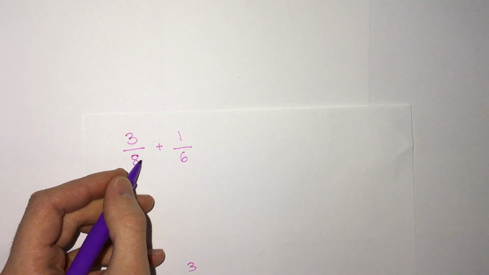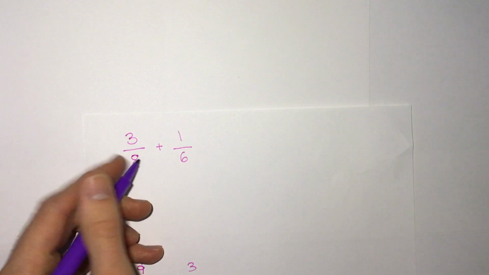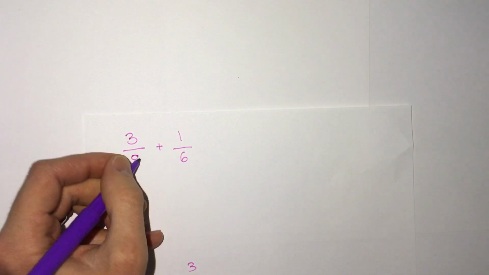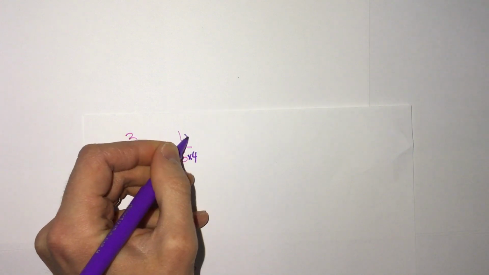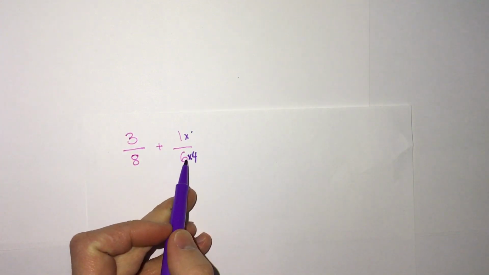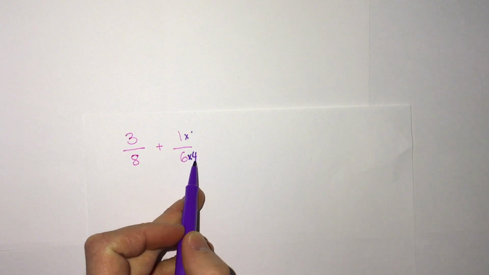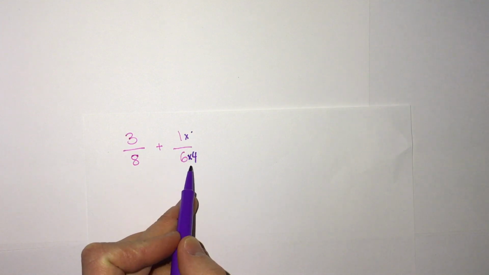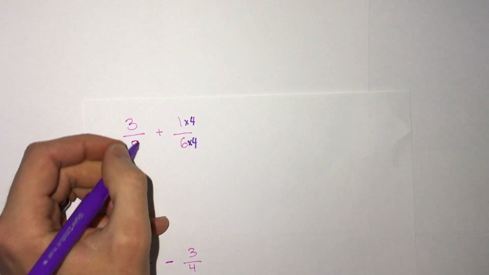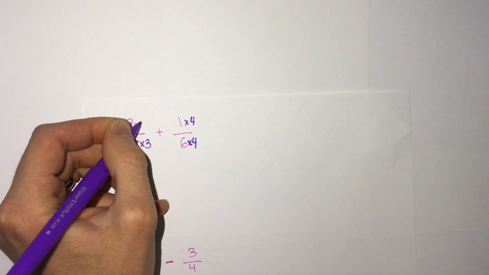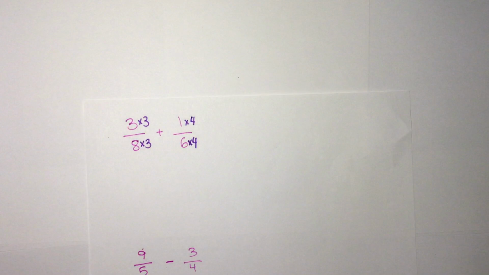So 8, 16, 6 does not go into 16, 24. 6 does go into 24 4 times. So we can multiply 6 by 4. And remember, with a fraction, we can't change the value of it. So we can't just multiply the bottom by 4. We have to do the same thing to the top of the fraction. And then 8, to get 24, we'd multiply by 3. We have to do the same thing to the top.